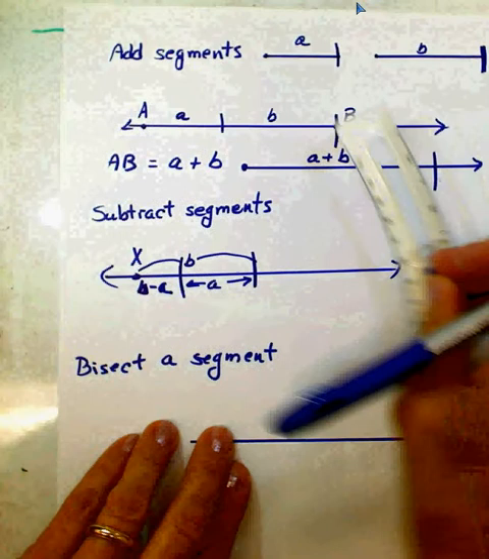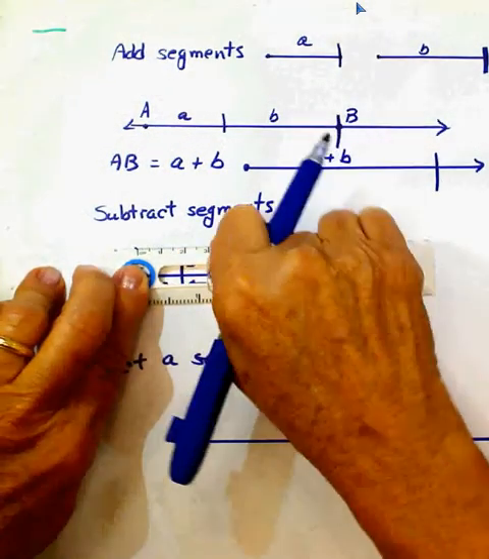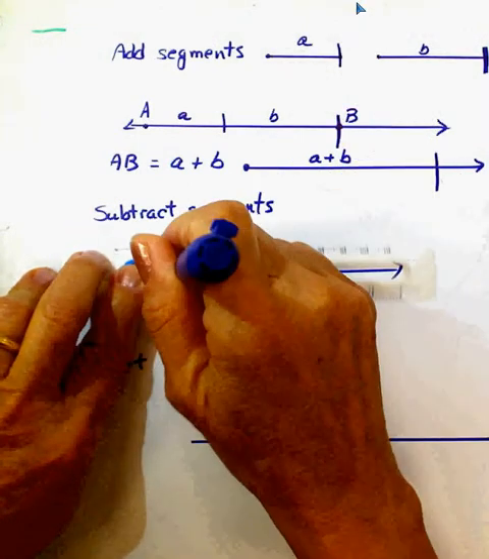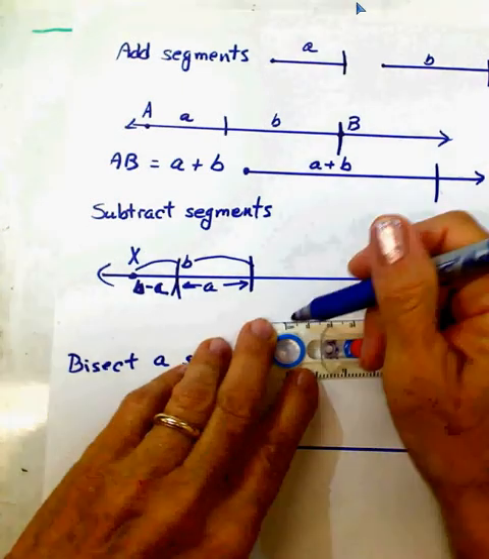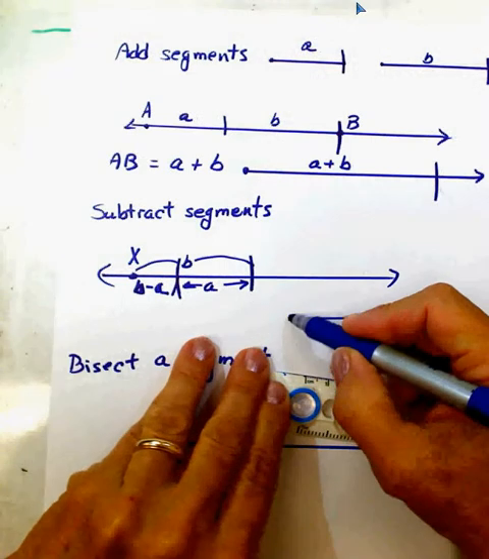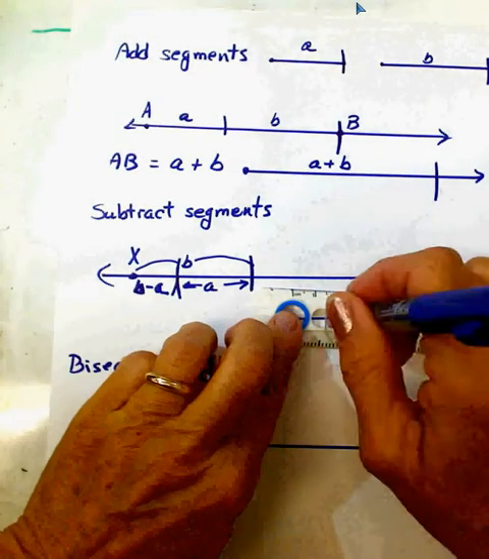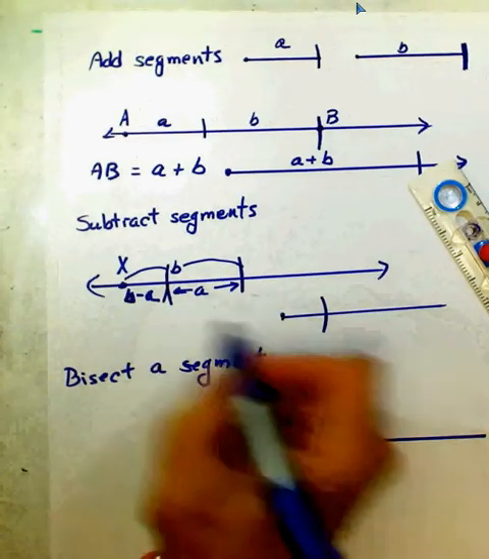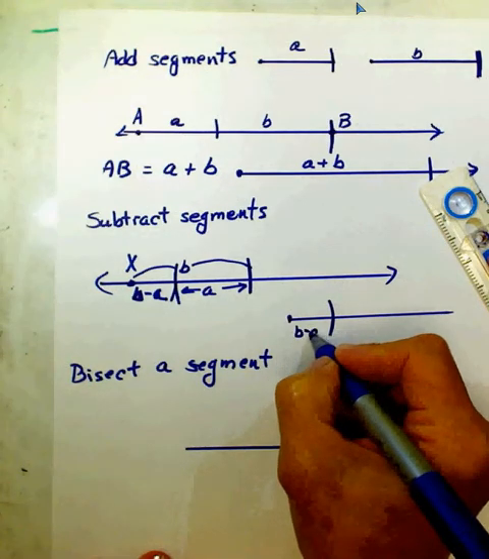So I'm just going to come over here and copy that. Set my trimen. I'm going to come over here and draw a line. Point. And I'm going to mark that off. And I know that this, because I copied it from up here, this length is B minus A.